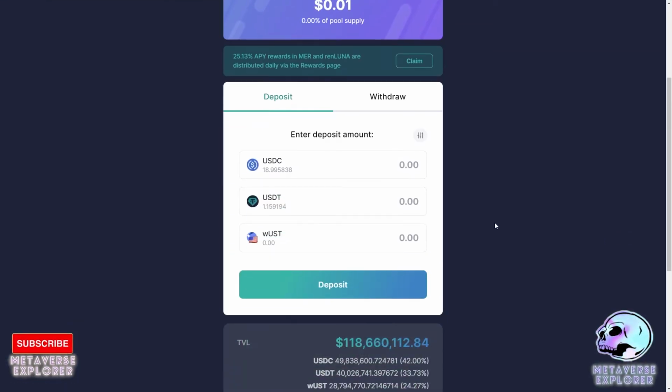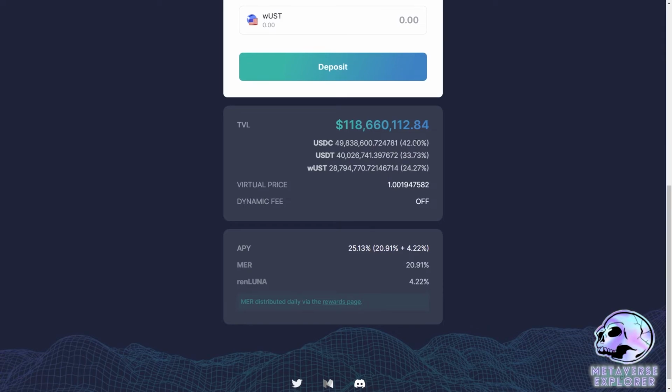So, this is the Mercurial pool. There is 42% of USDC, 33% of USDT, and 24% of wrapped UST, which is from the Terra ecosystem. We'll look at the APY. The APY is the rewards that Mercurial will be giving you. Because if you provide liquidity of your tokens into this pool, Mercurial will be awarding you 20.91% in rewards from Mercurial, and they're also going to give you 4.22% from Luna, and this is from the Terra Luna ecosystem.